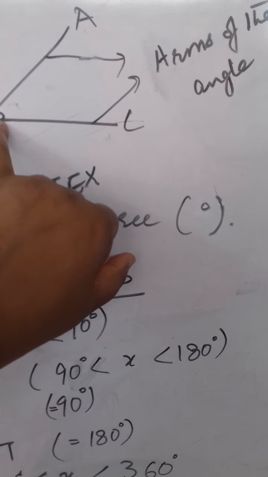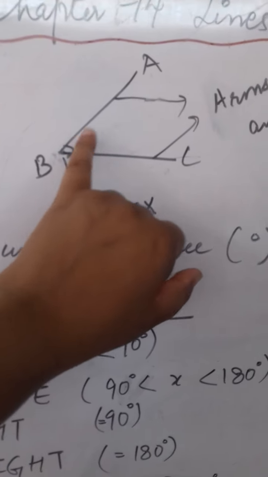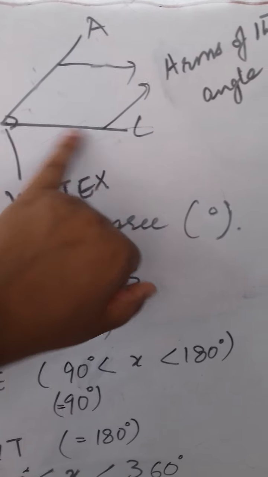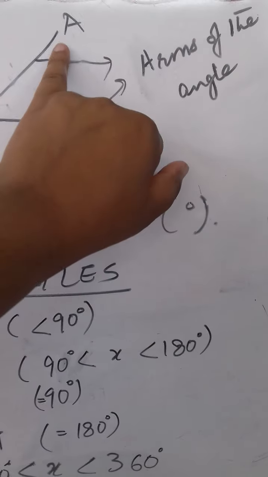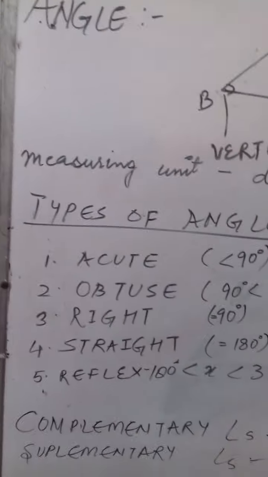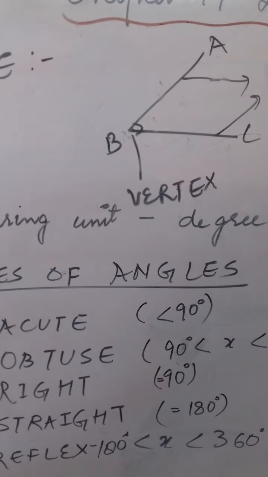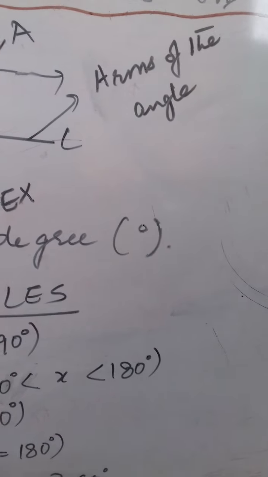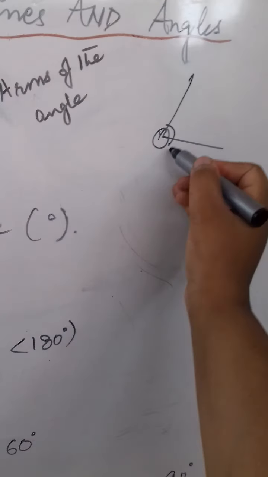You can see B is the common fixed point between the two line segments AB and BC. In this, AB and BC are called arms of the angle. I hope this is clear. When two line segments or rays meet at one fixed point, they form an angle.